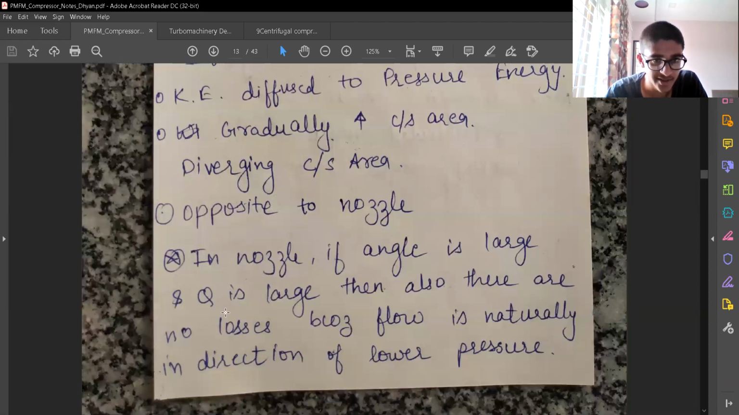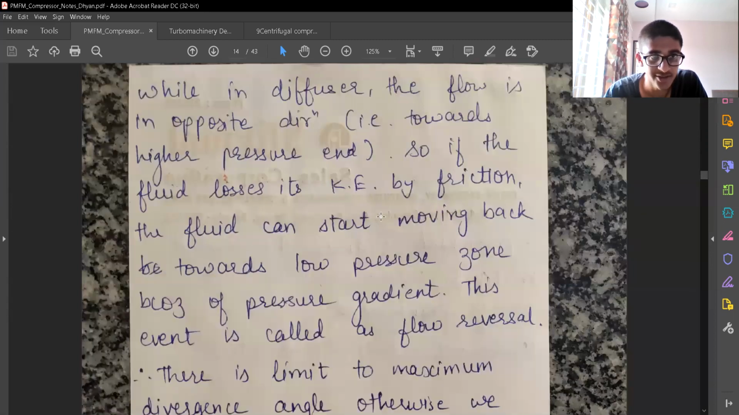In a nozzle, if the angle is large, this is a very important concept for those who are going for masters and so on. In a nozzle, if the angle is large, that is, the flow rate Q is large, then also there are no losses because the flow is naturally in the direction of lower pressure. In a nozzle, at the inlet and outlet cross-sections, the exit pressure is lower. Hence the flow is from higher pressure to lower pressure. While in a diffuser, the flow is opposite in direction, that is, towards the higher pressure end. So the exit pressure in the diffuser is higher than the inlet pressure.